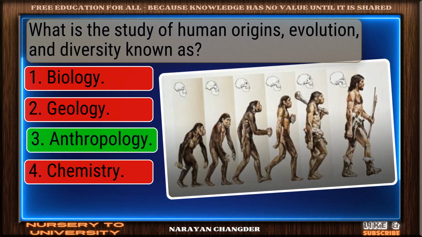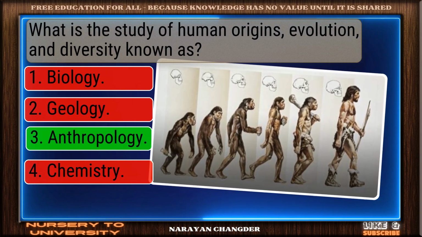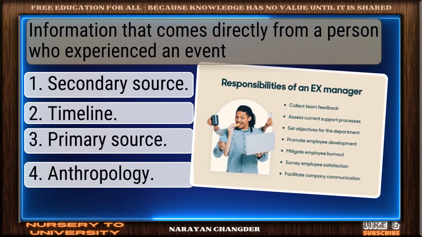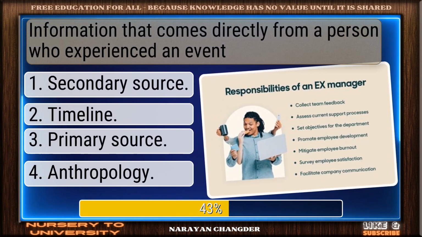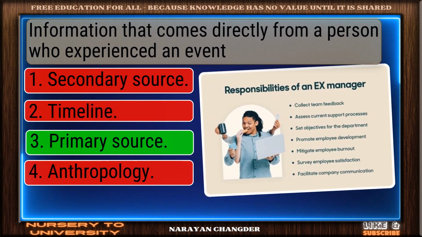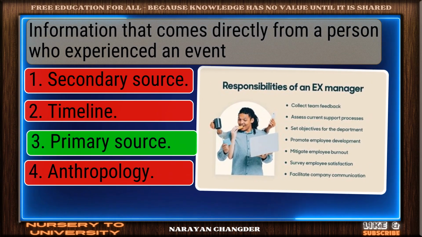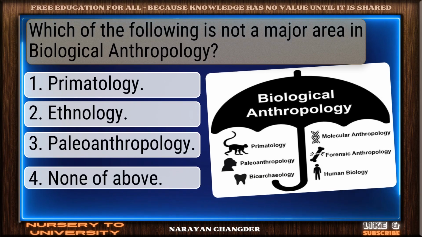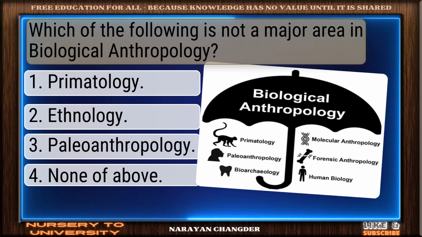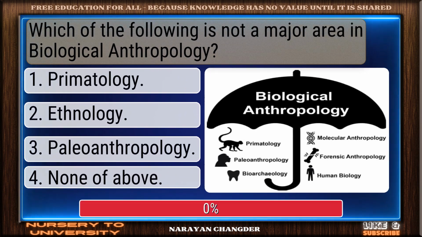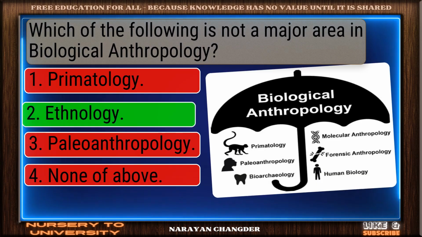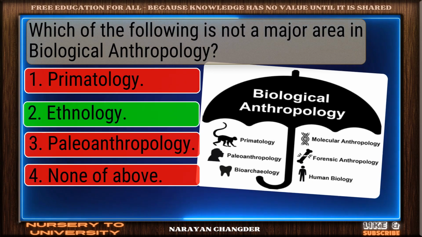On track. Anthropology is the correct answer. Information that comes directly from a person who experienced an event. Smart move. Primary source is an accurate answer. Which of the following is not a major area in biological anthropology? Great job. Ethnology is the accurate answer.